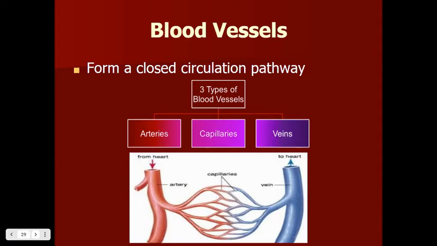Now remember we talked about diagrams and the coloration. Arteries are usually going to be colored red. Veins are usually going to be colored blue. And capillaries, oftentimes, we'll see them as purple.